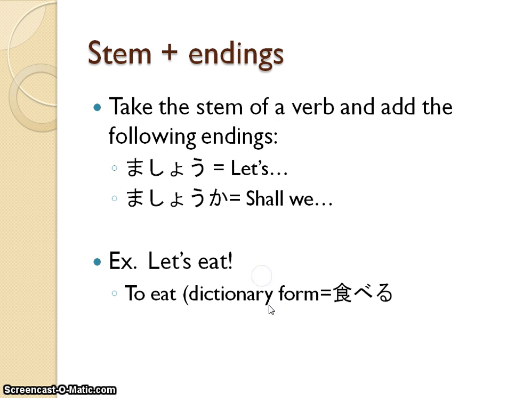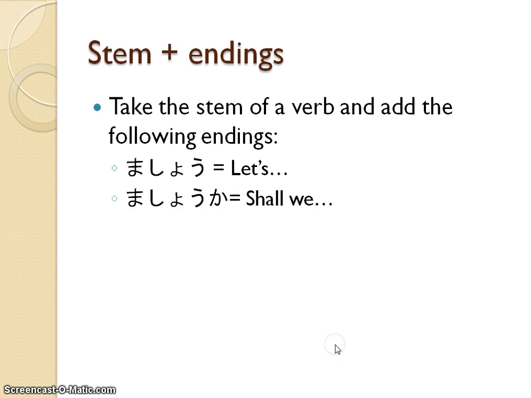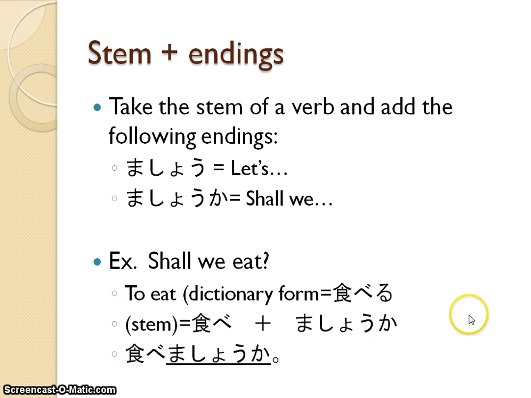Okay, so let's eat will be 食べる、食べましょう, because you take this stem and add ましょう. For questions, so shall we eat will be 食べましょうか. You just add ka at the end and that makes it a question. This should be very easy stuff for you all, and I don't think anyone would have any questions about that. If you do need to recap and check up on this, it is in your textbook from Japanese 1, or you might need to look at your notes from Japanese 1. And if you have any questions, you can ask me as well.